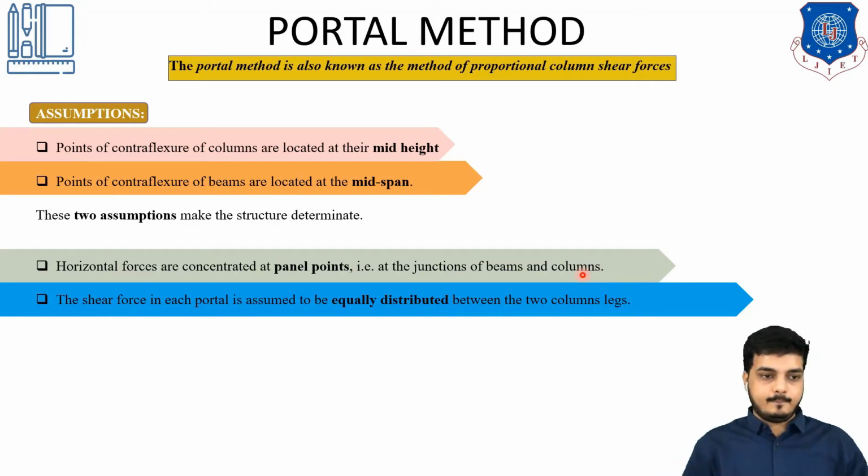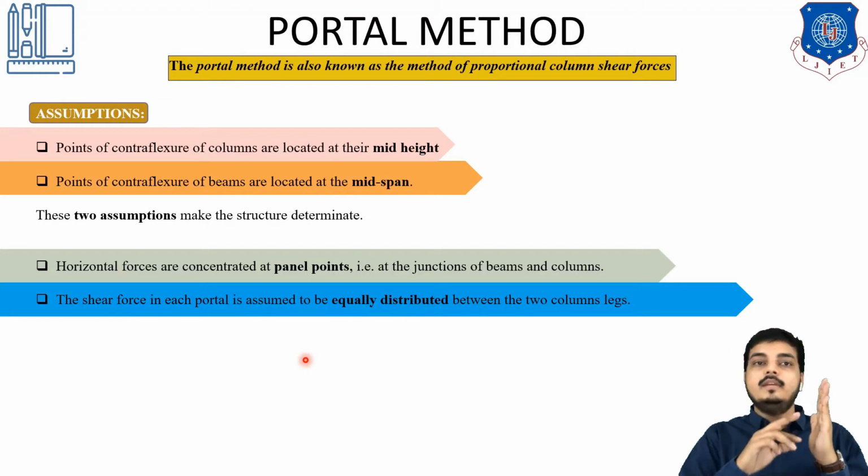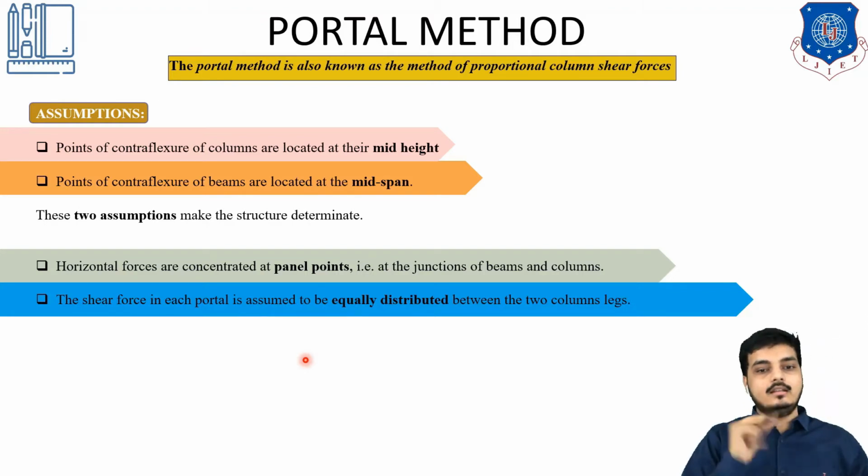They have assumed it. Shear force in each portal is assumed to be equally distributed between the two column legs. So whatever the value of shear force, it will be equally distributed at the two column legs. I will be showing you this in the example clearly.